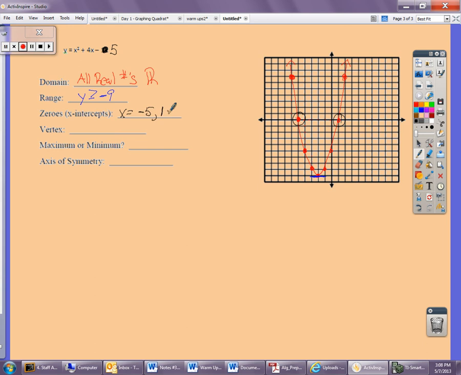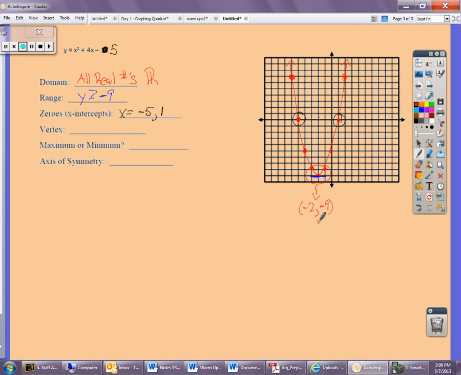Now to find the vertex and the axis of symmetry, we can do one of two things. We can look at our minimum point and say that the minimum point is negative 2, negative 9. So the minimum point is negative 2, negative 9. So this is negative 2, negative 9.